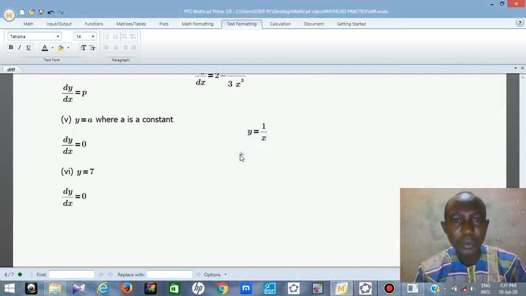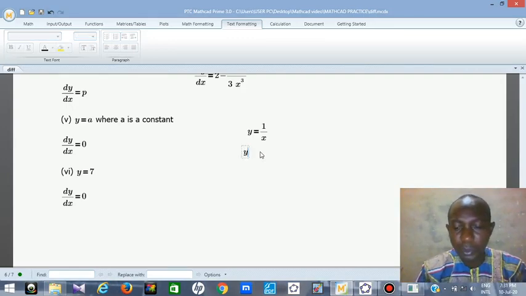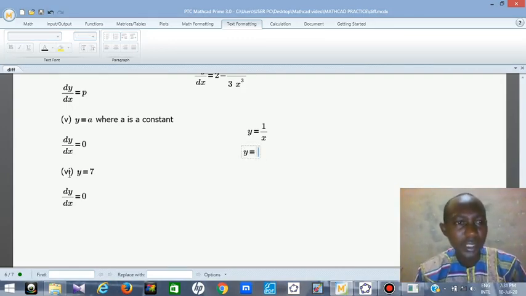It looks simple, but if you don't know your basic rule of indices, you may not be able to differentiate this very well. You'll just be wasting your time. But we have other rules, like the quotient rule, to differentiate this for you easily. So all you need to do first is to put it in this simple order, so that you can easily solve it.